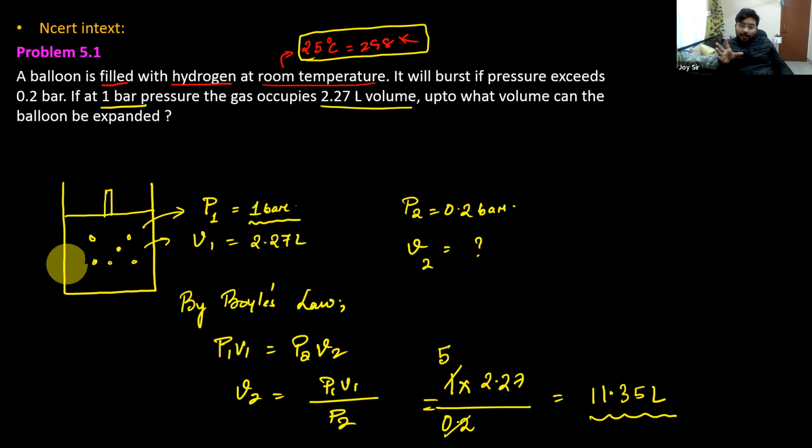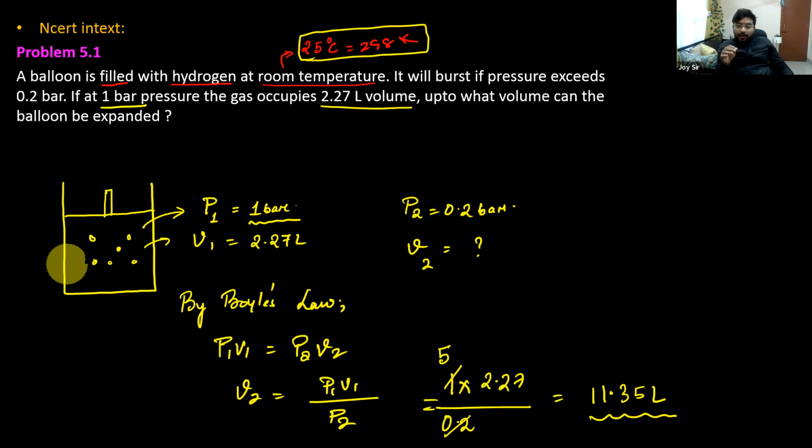Inside any object, the gas will be 11.35 liter at 0.2 bar at 298 kelvin, whether inside a balloon, or inside a tyre, or anywhere air can be filled. So the medium does not matter where the air is inside. Wherever the air is, whether it's a cylinder or a balloon, it does not matter. Just take everything in terms of cylinder and piston. This is the confusing part and this is the most interesting part also.